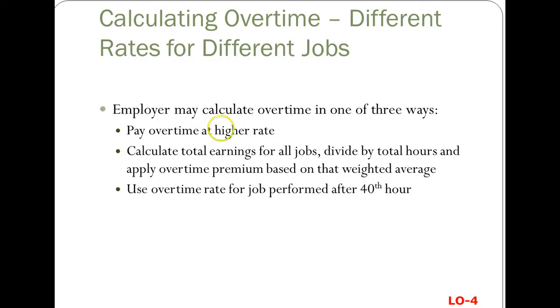The other one is basically you take a weighted average. You take the total earnings for all the jobs, and that's the gross earnings, divided by the total hours, and then that becomes your rate, sort of your reconfigured regular rate, and the overtime premium would be half of that. Or you can say, all right, whatever job you were working on after you'd worked 40 hours, whether it was the lower paying rate or the higher paying rate, that's the rate that you were going to use to calculate the overtime.